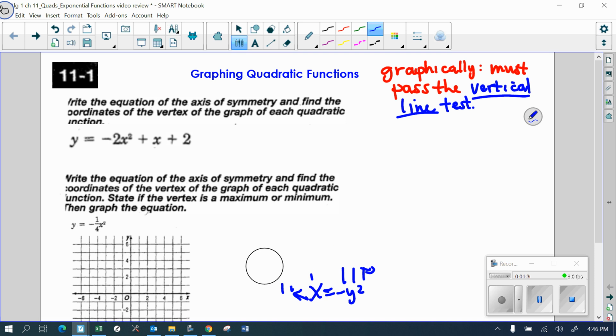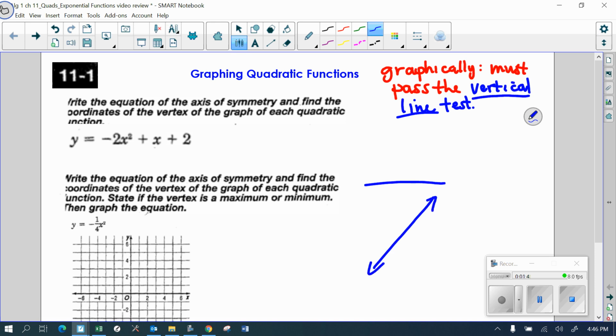Remember, it would pass for all lines except the vertical line. For a horizontal line, it's going to pass. And for what kind of line is that one called? It's not diagonal. What do we call any line that's at an angle other than horizontal or vertical? Oblique. Okay, so those would pass. The horizontal and oblique line would pass the vertical line test.